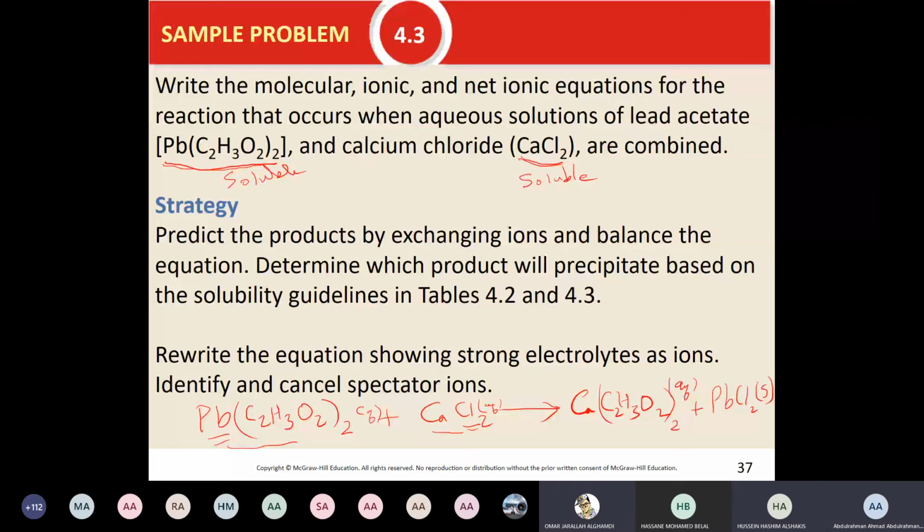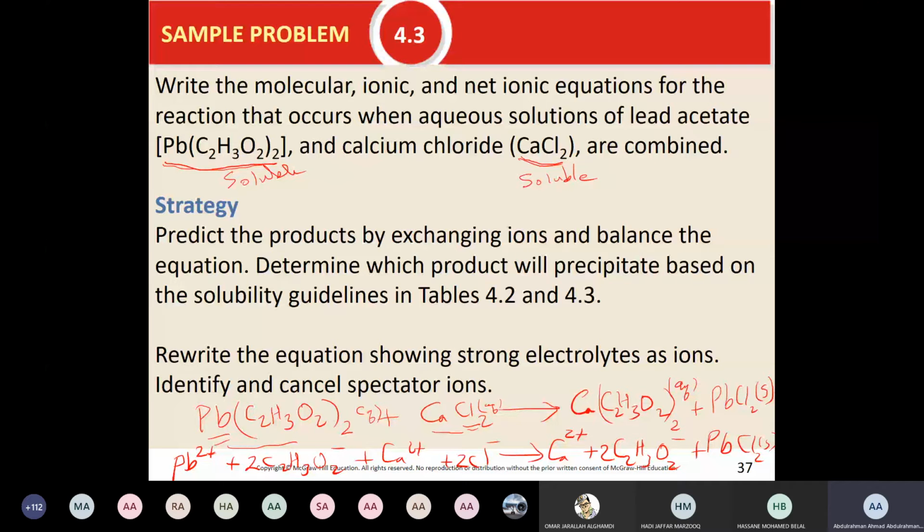Ca2+ and 2C2H3O2 minus, plus Pb2+ plus 2Cl minus, plus Ca2+, plus 2Cl minus, to give you what? Ca2+ plus 2C2H3O2 minus plus PbCl2, PbCl2, no change. Clear? Very good. All right.